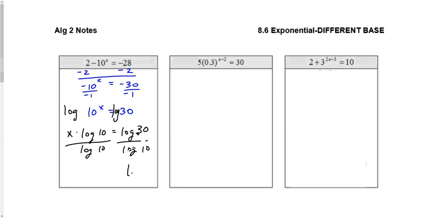It ends up being the same thing as whatever log 30 is because log base 10 of 10 is also equal to 1. Anytime the base of your log matches the number that you're taking the log of, they just kind of cancel each other.